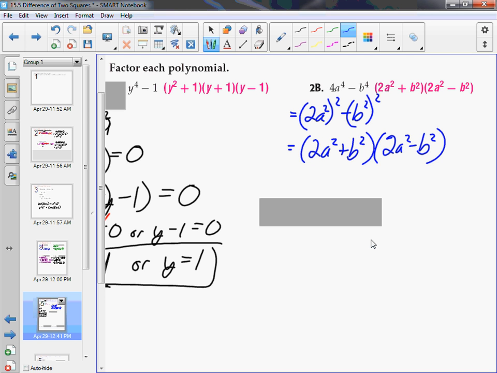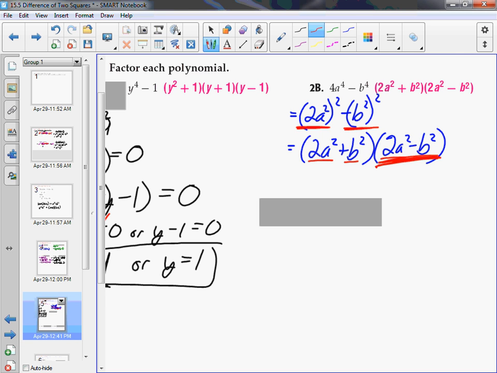All right. 4a to the fourth is a perfect square. It's 2a squared, squared. Were you able to see that? And then b to the fourth is a perfect square. It's b squared, squared. All right, so then I'm just following along what we did in 2a. So the first term in each binomial needs to be 2a squared. The second term in each one needs to be b squared with a plus sign between them and then a minus sign between them.